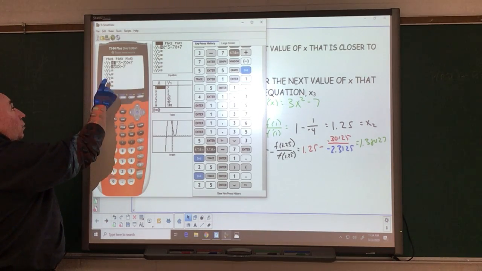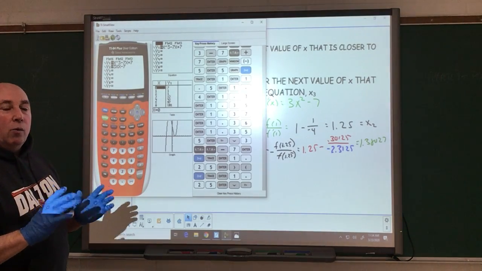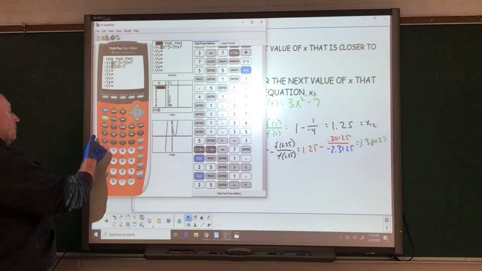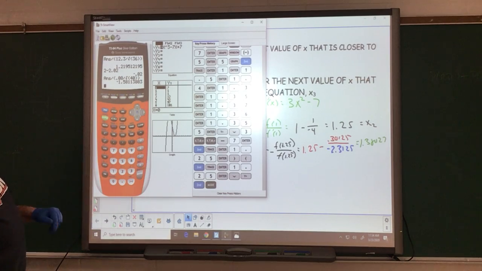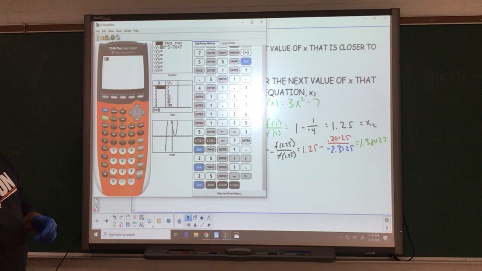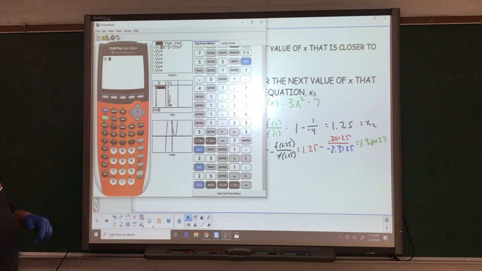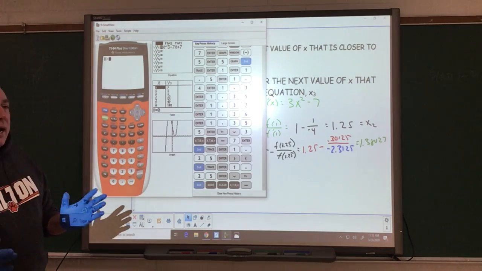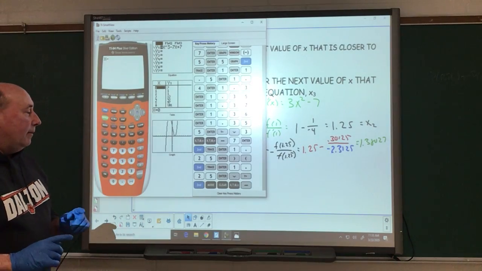I have y1 is my function and y2 is my derivative. What your calculator will allow us to do is, if I go back to my screen, I want to clear that out, that's fine. Let's type in x minus. Now, we want to subtract off that fraction.